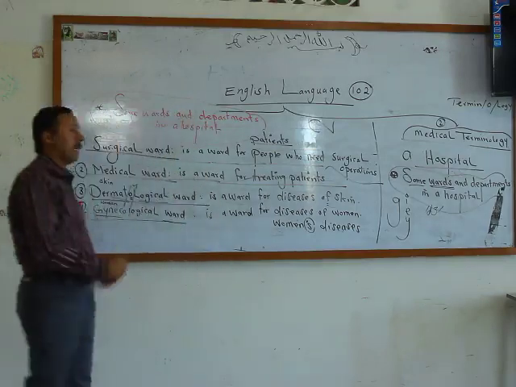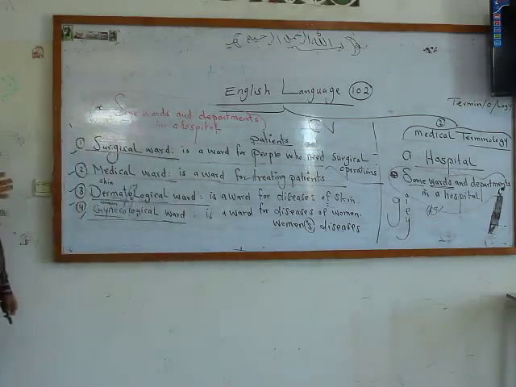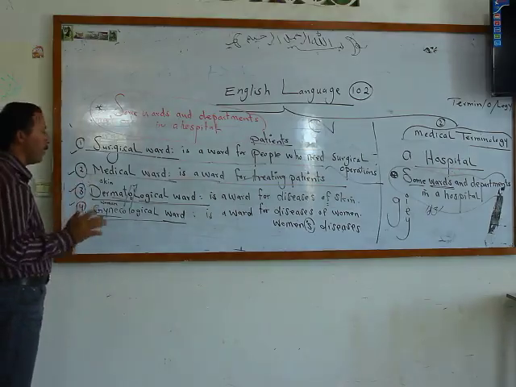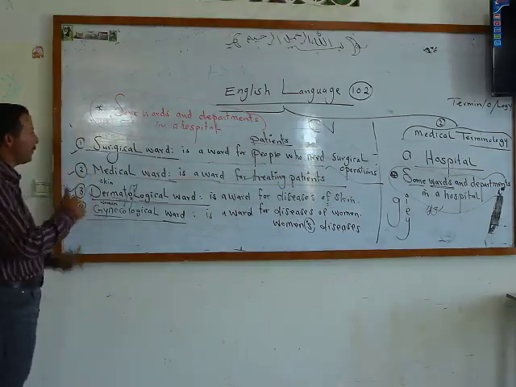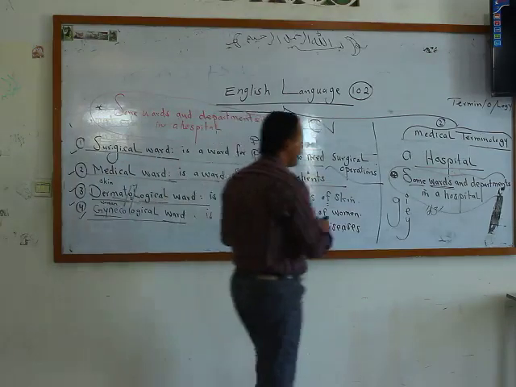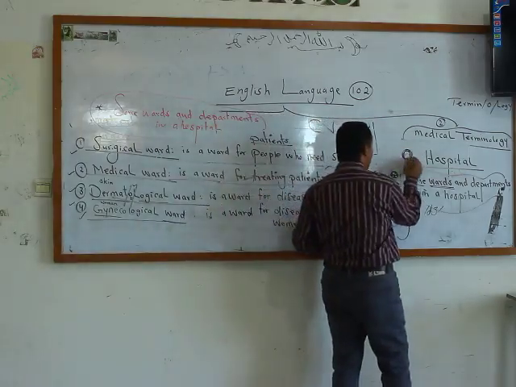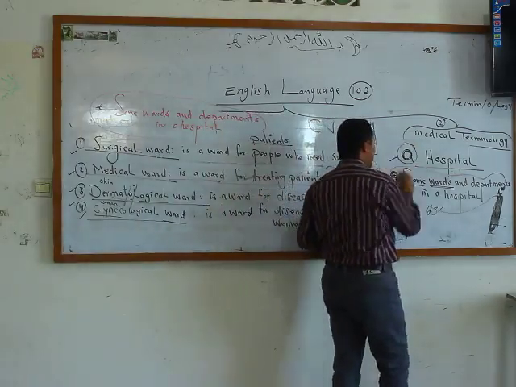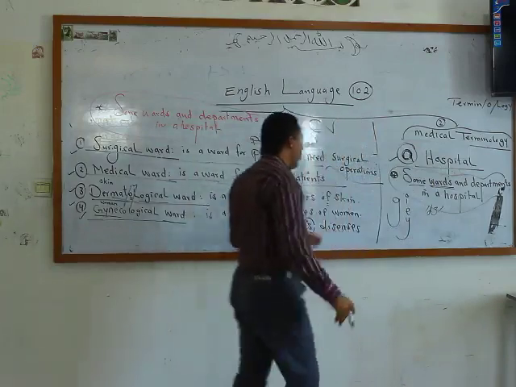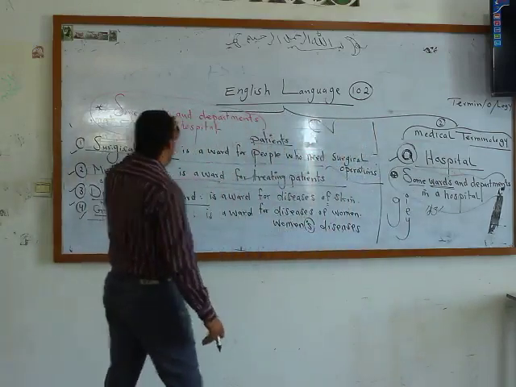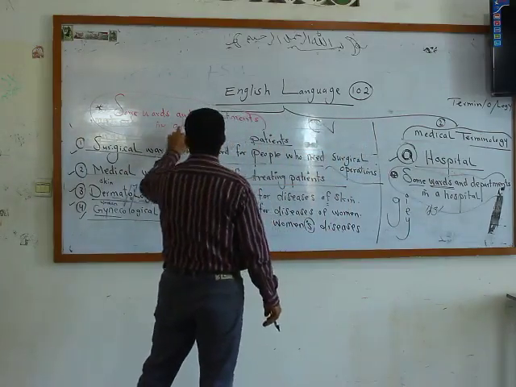In medical English we will study medical environments, and we start to discuss three topics: medical places, medical staff, and medical equipment. We'll start with the first one, places, talking about the hospital. This is a hospital, any hospital, and we'll study some words and departments in a hospital.